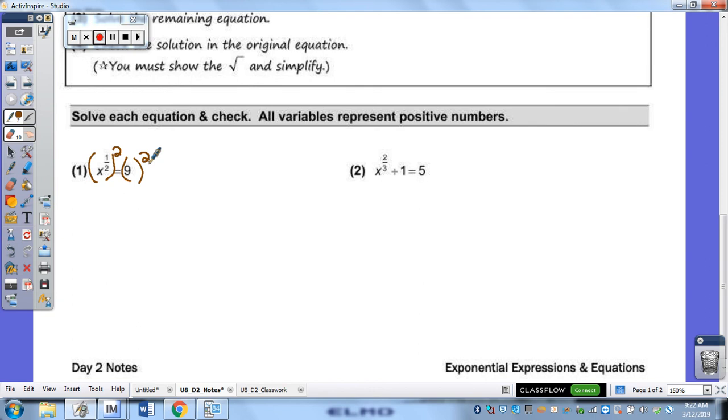So 1/2 times 2 makes that x to the first power, which is what we want. So then on the other side, 9 squared is 81. So x equals 81 is our answer here. So then just a quick check. 81 to the 1/2 really means that we're taking the square root of 81, which is in fact 9. So that is exactly what we wanted.